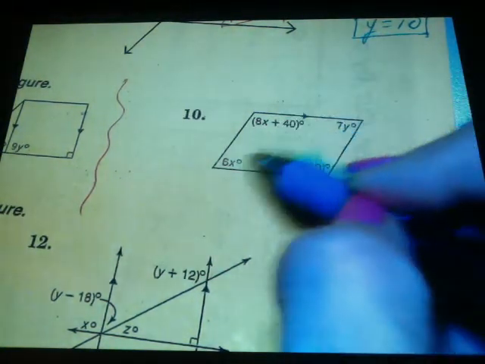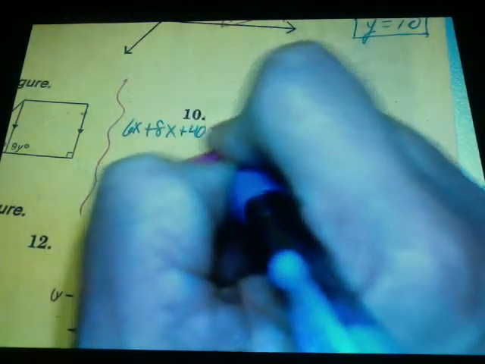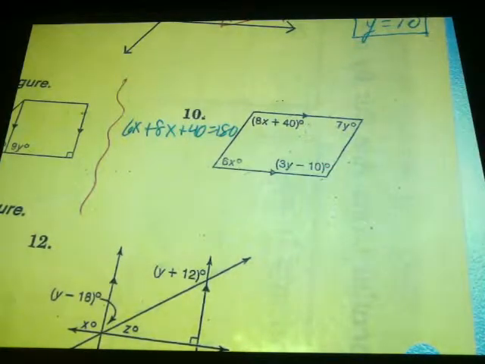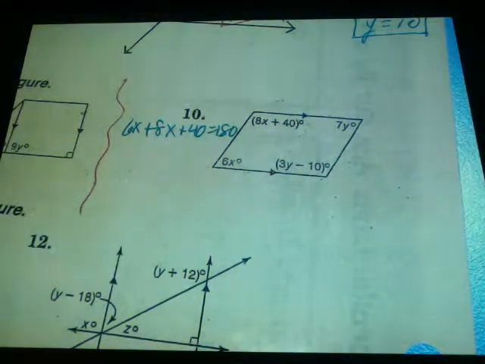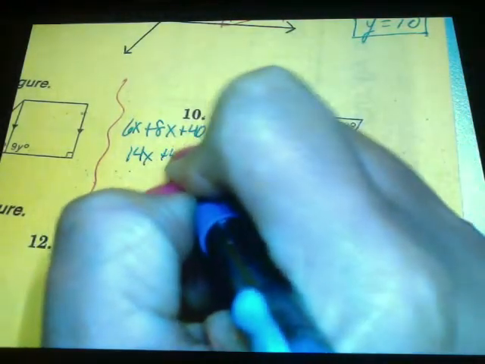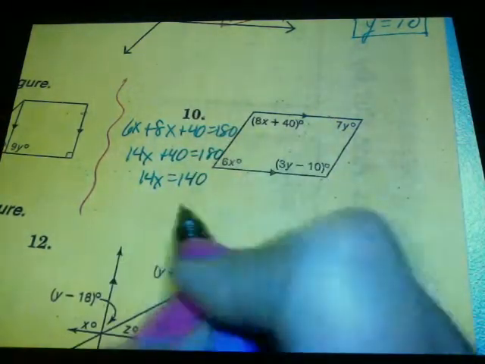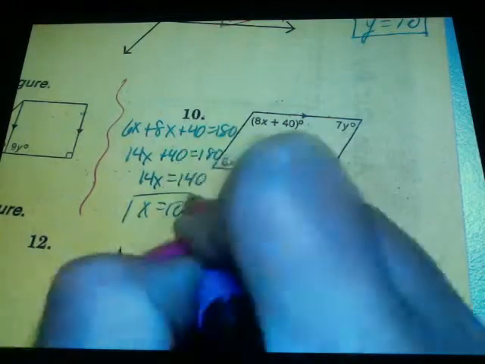So I'm going to start with the left side. So we've got 6x, right? Plus 8x plus 40 equals 180. I'm pretty sure that if you can set up the equation to solve, then you can solve it algebraically. The tough part is writing that equation. Add your like terms, 14x plus 40 equals 180. Subtract 40. 14x is equal to 140. Divide by 14, don't you get 10?